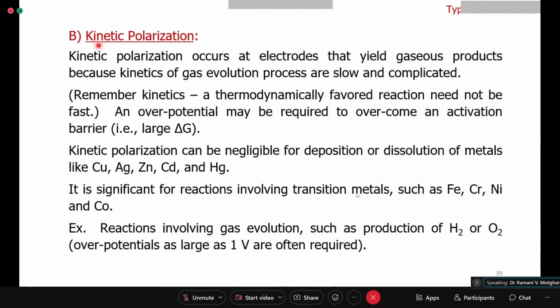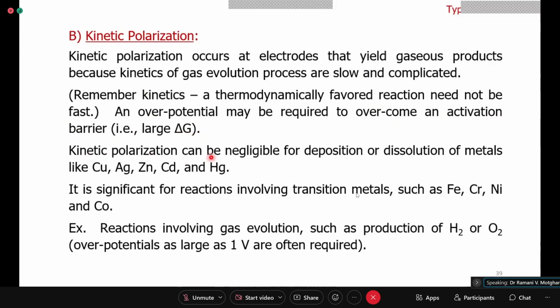Then the next one is kinetic polarization. What is kinetic polarization? In kinetic polarization, gas formation takes place at the electrode surface. Kinetic polarization occurs at electrodes that yield gaseous products, because the kinetics of the gas evolution process are slow and complicated. Therefore, due to formation of gas, a thermodynamically favored reaction needs to be made fast, so an over potential may be required to overcome an activation barrier of large delta G.